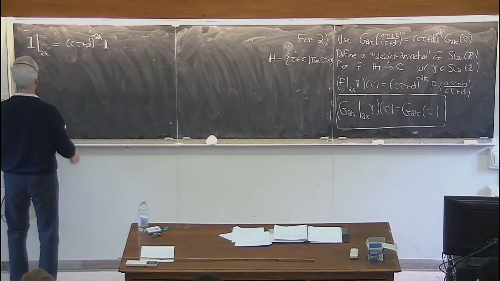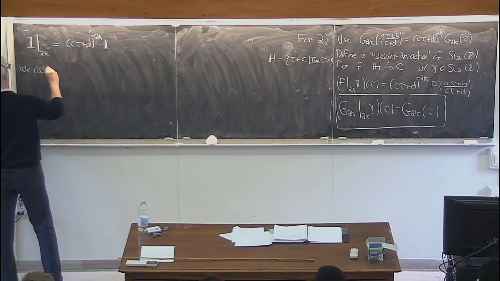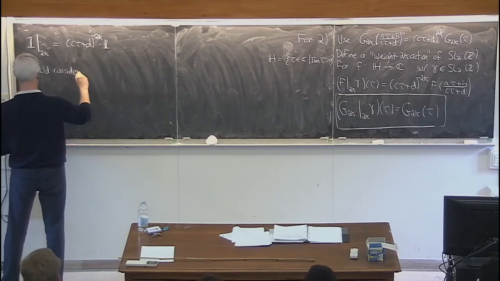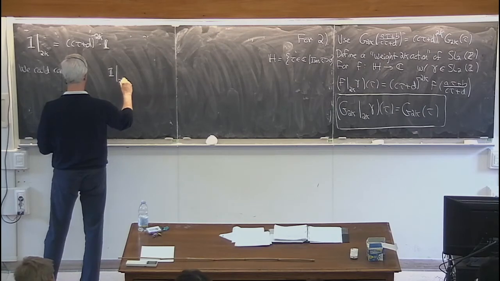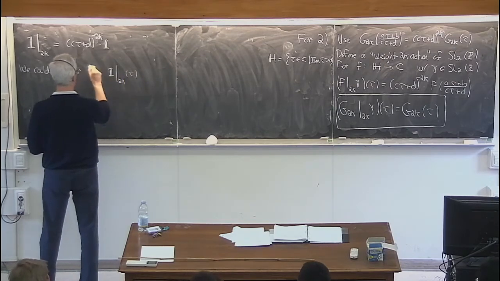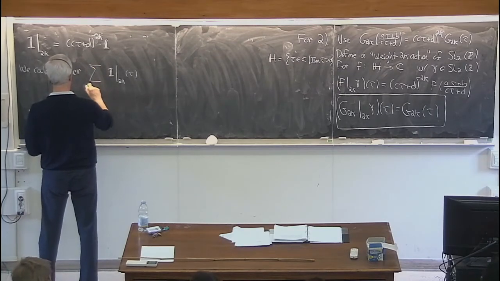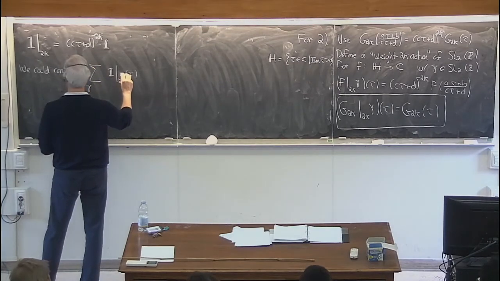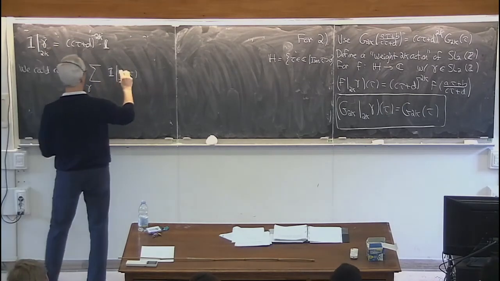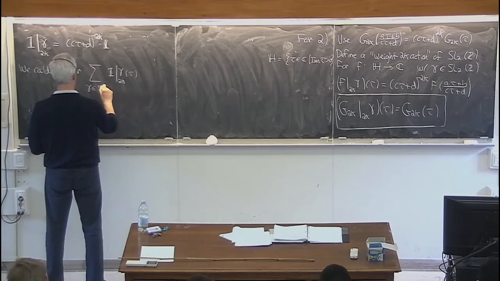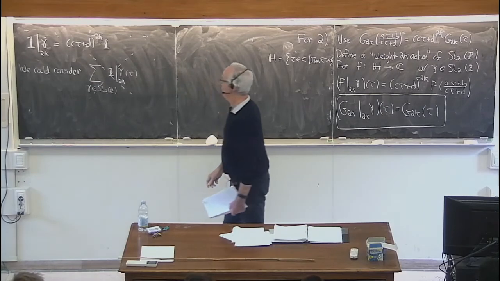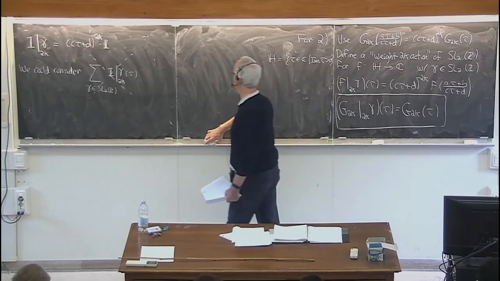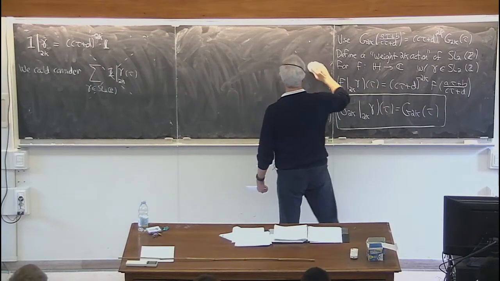So we could consider taking the function 1, this weight 2k action, and summing it over all gamma in SL2Z. However, I want to claim that this is not the right thing to do. The reason is that this sum diverges like crazy, but it diverges like crazy for a kind of stupid reason.